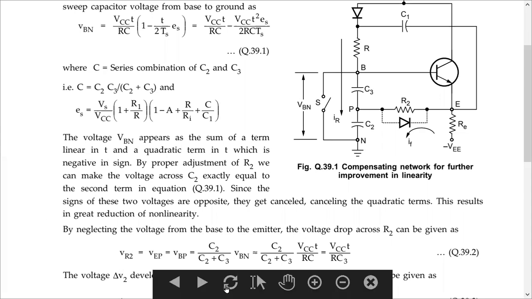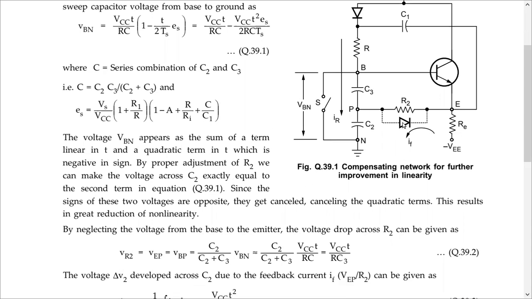So now what is happening here? We are using this voltage drop across R2 equal to this one, so that the net voltage, when we consider the negative term and the positive term, will get cancelled, and in that manner the error will be reduced and the linearity will be improved.